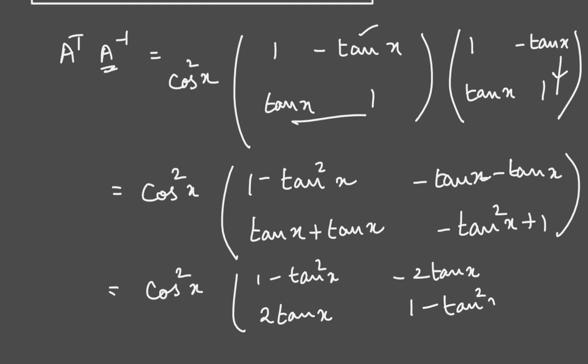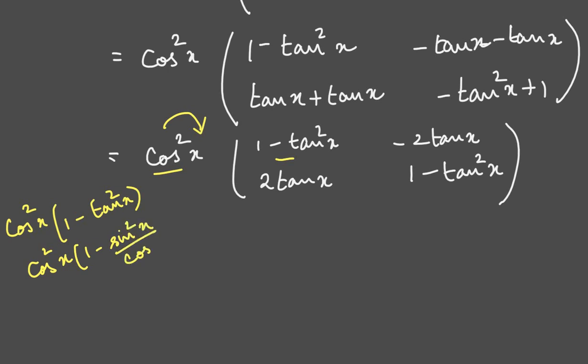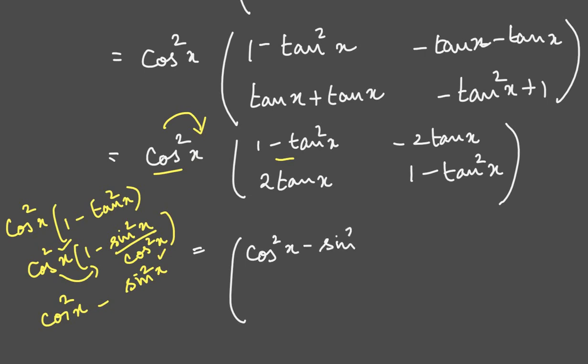Now we multiply cos square x inside the bracket. For the first element, we multiply cos square x. You see what we get? Cos square x into 1 minus tan square x. Tan square x can be written as sin square x divided by cos square x. Multiply cos square x inside the bracket. We get cos square x minus sin square x, as the cos square x gets cancelled. So the element will be cos square x minus sin square x.